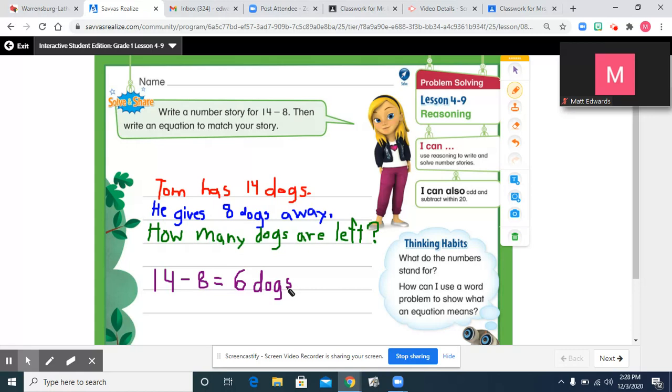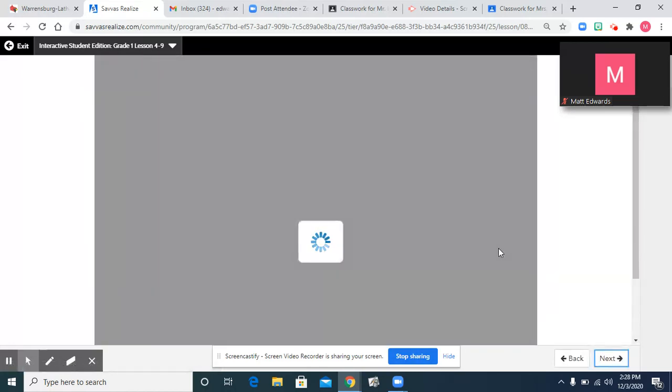Usually in a story problem, whatever your answer is, it usually has a label. So if you remember, try to put a label after your answer. 6 dogs were left. Okay? If you're good with that page, please turn to the next page.